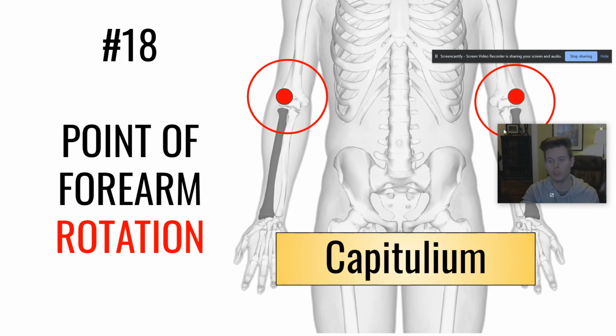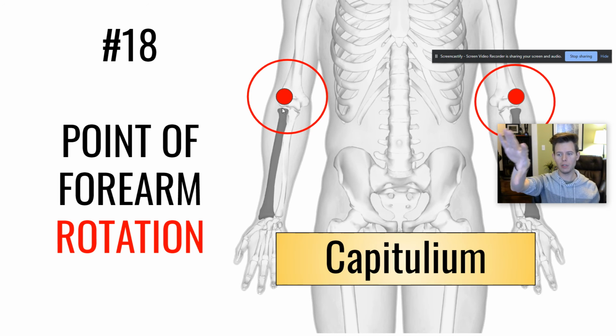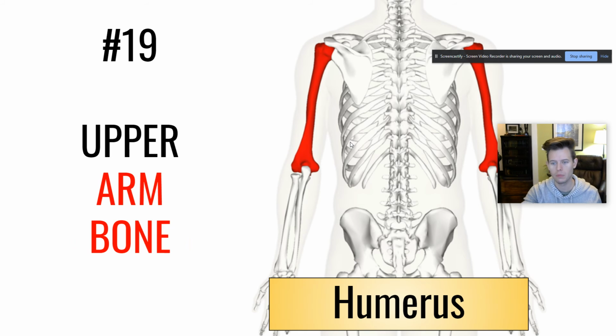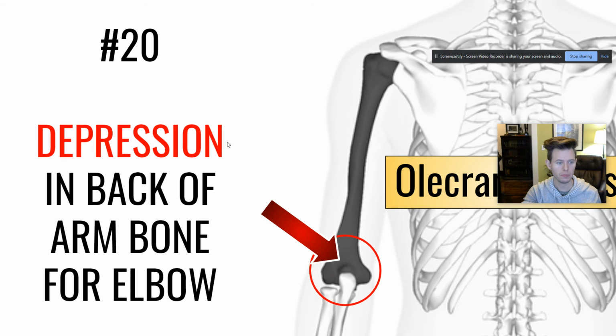Now, the next one is called your capitulum. On the rotating arm bone, which is your radius, there's a little round circle that your radius spins upon. So when you're turning your arm, the radius is actually turning on or around the capitulum. It's like if you could pitch a ball and spin it, capitulum. All right, we've already learned this term. Upper arm bone is called your humerus.